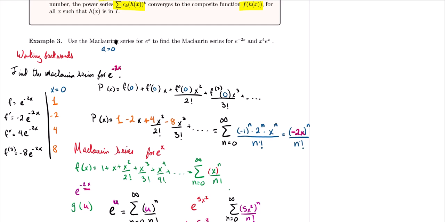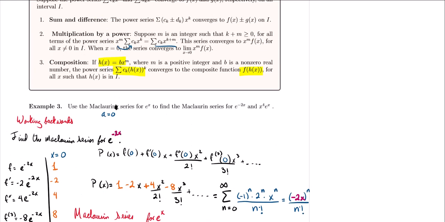However, as mentioned in class, we don't really need to do this process, because if we happen to know the Maclaurin series for e to the x, which I wrote down here, we can take advantage of the fact that one of the properties for power series is that we can treat them as a function composition.